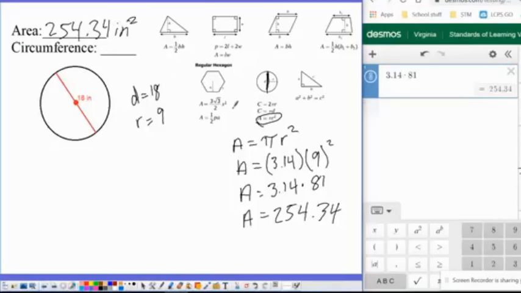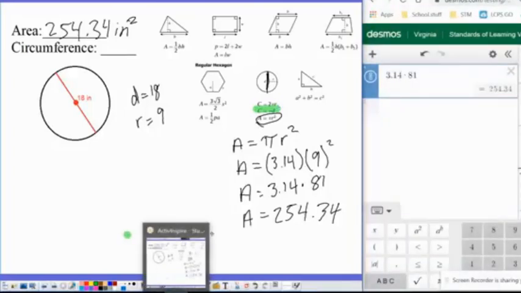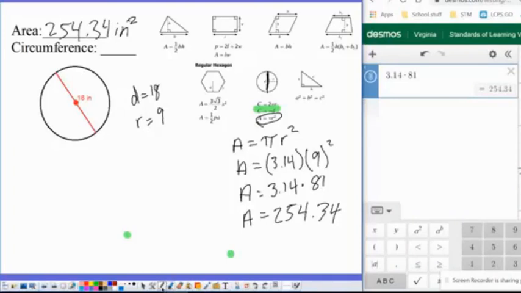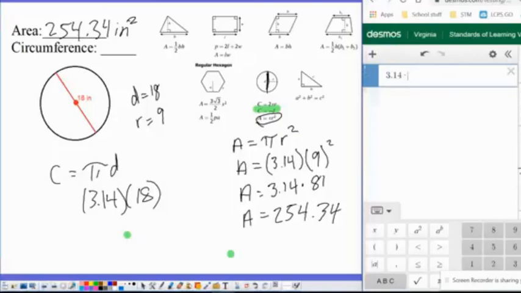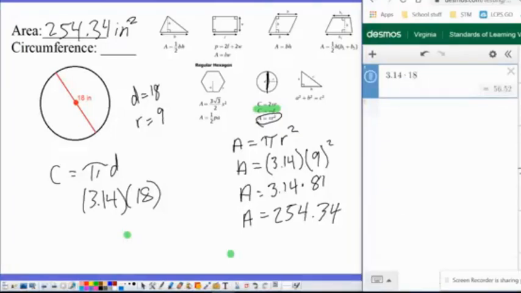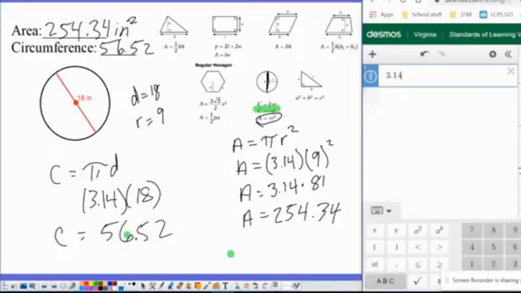Now, for the circumference, you have two different formulas. One formula uses the radius and one uses the diameter. We have a diameter, so I would suggest using the circumference formula that involves the diameter. Okay, so circumference is equal to pi times d, or the diameter. Pi is 3.14 and the diameter is 18, so 3.14 times 18 is going to give us 56.52, and that's going to be normal inches because the distance around could be measured with measuring tape.